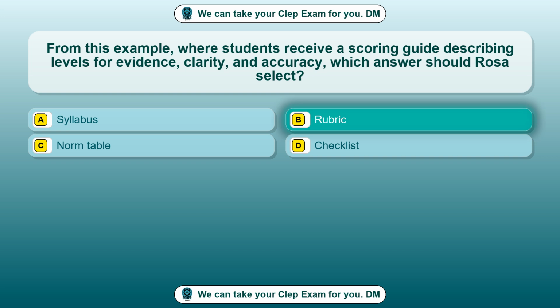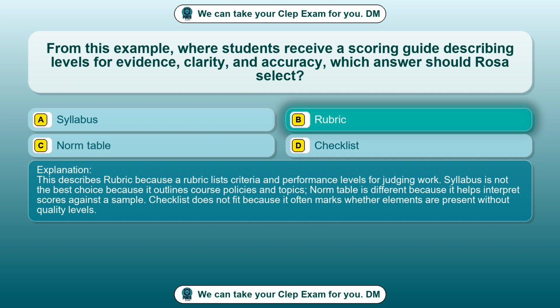Rubric. This describes rubric because a rubric lists criteria and performance levels for judging work. Syllabus is not the best choice because it outlines course policies and topics. Norm table is different because it helps interpret scores against a sample. Checklist does not fit because it often marks whether elements are present without quality levels.